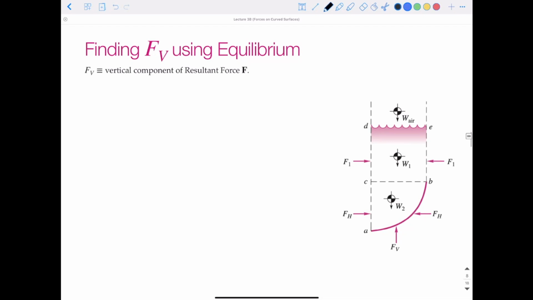So if we do a sum of the forces in the z direction and say they're equal to 0, this would be equal to FV minus the weight of the air minus W1 minus W2. So in this case, W1 would just be equal to the specific weight of the liquid times the volume, big V for volume, and that's the volume of section BCDE.